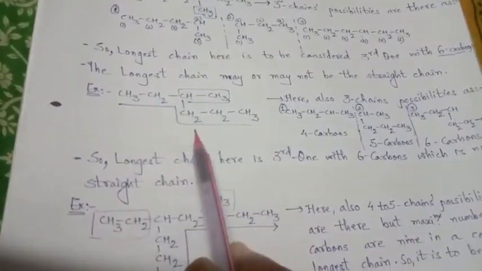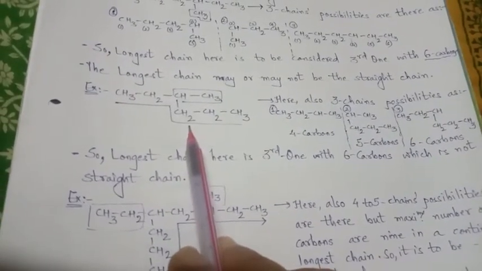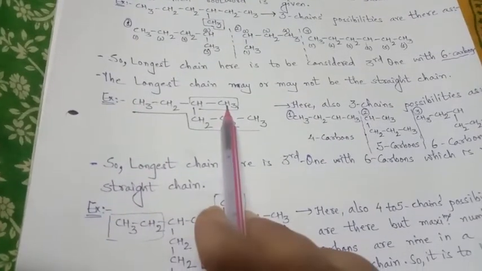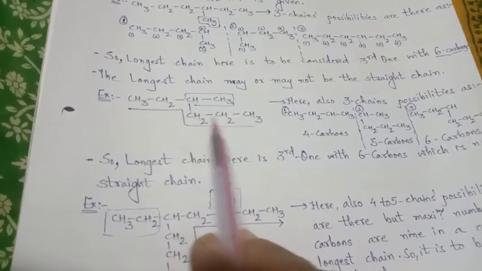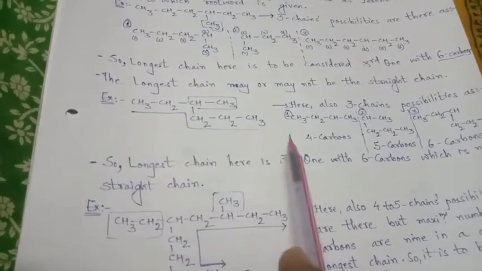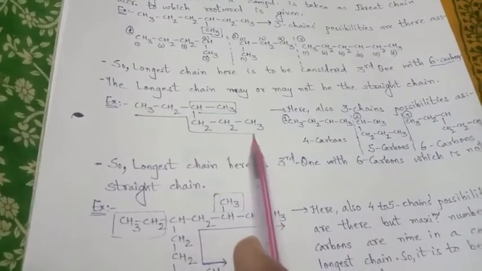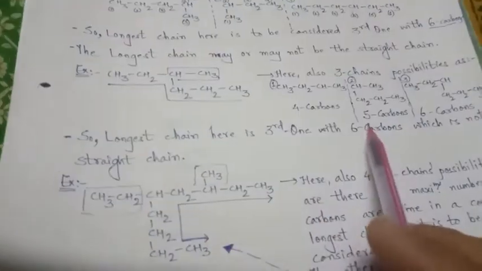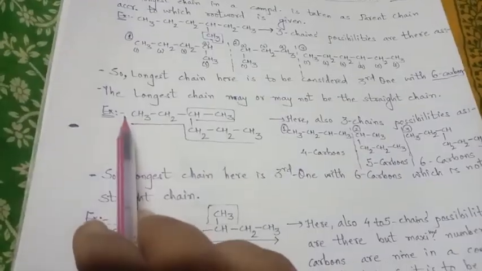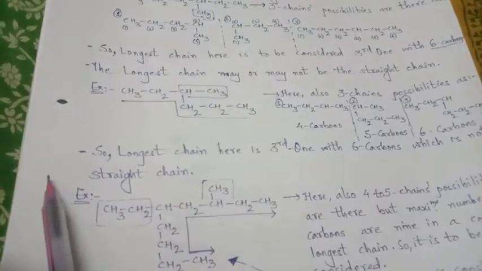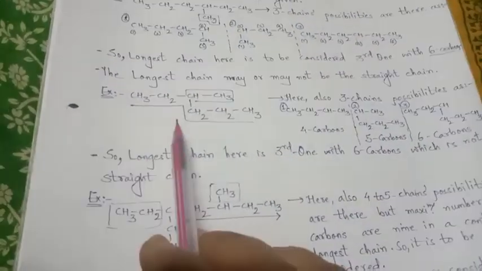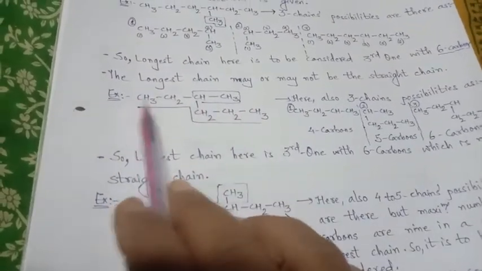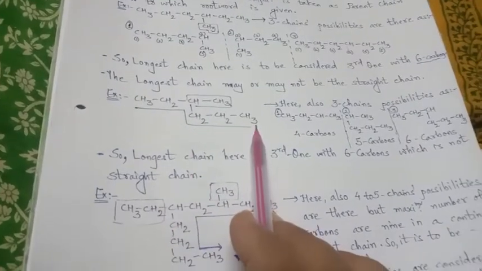If we see this, here also there are 3 to 4 chain possibilities. The first one is CH3, CH2, CH, CH3, this one, 4 carbons. One more is CH2, CH2, CH3, 3 carbons. This is 4 carbons. One more you can see here: 1, 2, 3, 4, 5, 5 carbons. And one more you see now: 1, 2, 3, 4, 5, 6, 6 carbons. So there are 4 possibilities: 3 carbons, 4 carbons, 5 carbons, and here we see steps, that is 6 carbons.